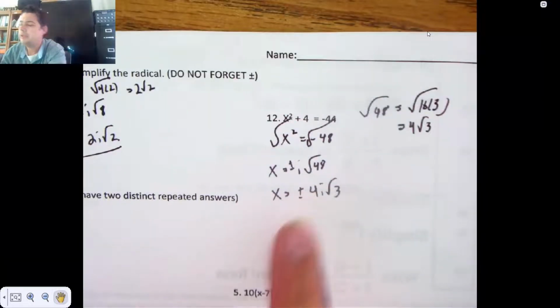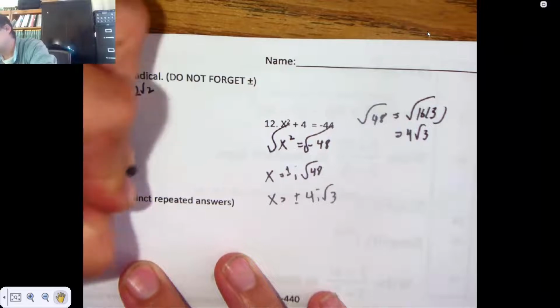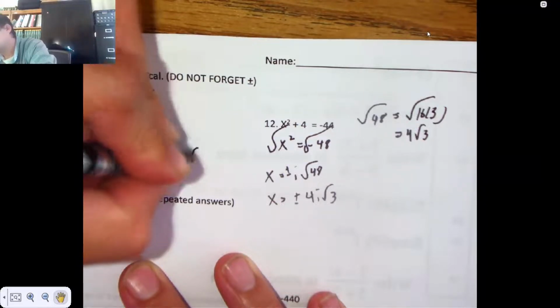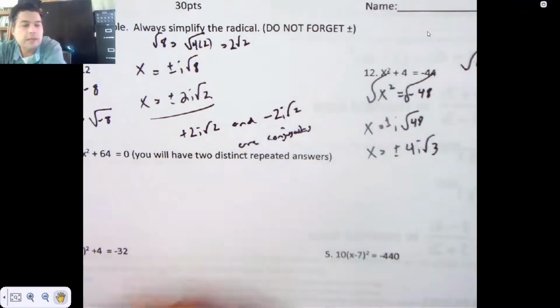Notice these are conjugates. This may not be apparent, but it's kind of something you guys should know. Plus 2i root 2 and negative 2i root 2 are conjugates. Imaginary answers always occur as a conjugate pair.